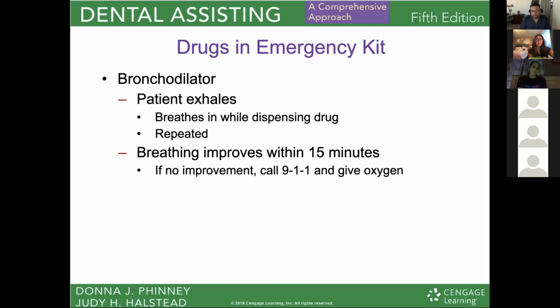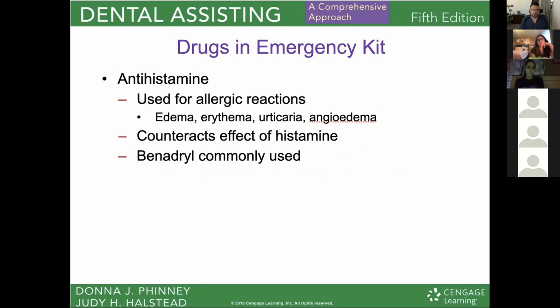So with the bronchodilator, you want the patient to exhale first, get all the air out of their lungs, and then you want to have them breathe in while dispensing the drug. So it's kind of a motion. And then it should be repeated again within 1 to 2 minutes. And then after that, breathing should improve. And if it doesn't within 15 minutes, you want to call 911 and administer oxygen to the patient until the paramedics arrive.